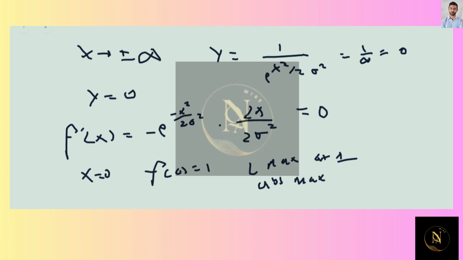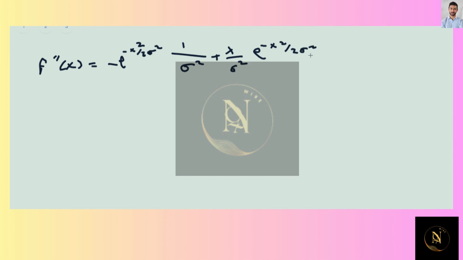Then we're told to find the inflection point. It involves taking the second derivative, and this is a bit more work. It comes out to be minus e to the minus x squared over 2 sigma squared, that's a sigma, times 1 over sigma squared, plus x over sigma squared times e to the minus x squared over 2 sigma squared times 2x over 2 sigma squared.